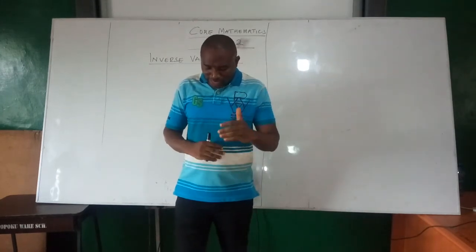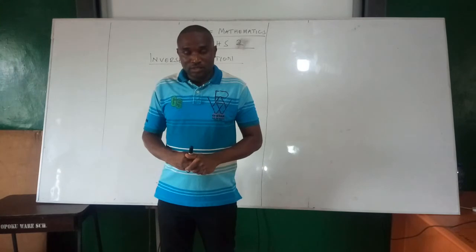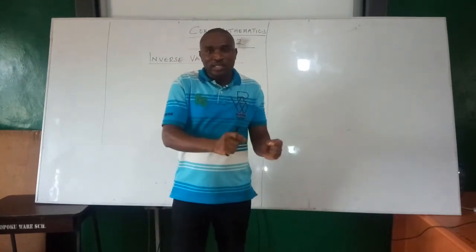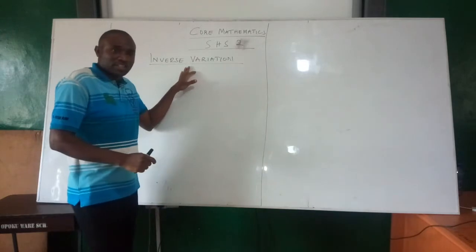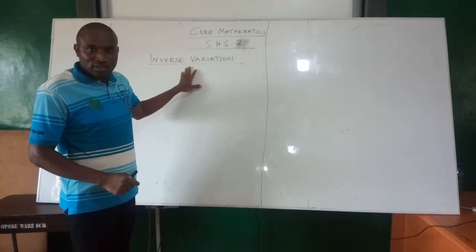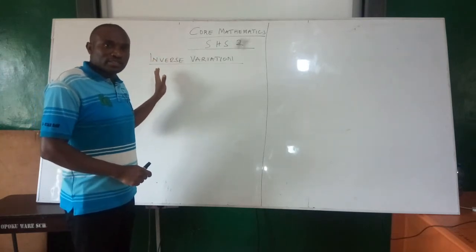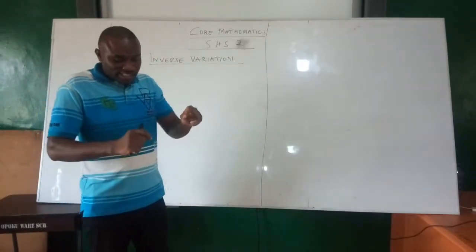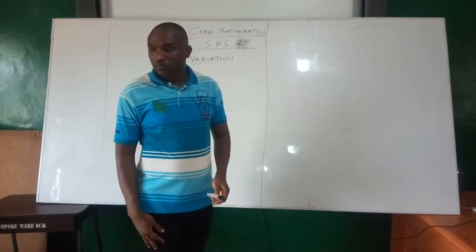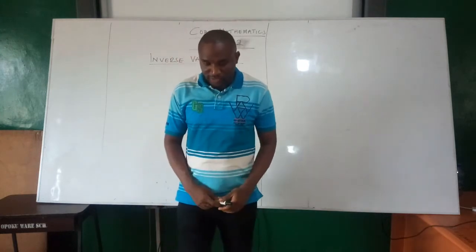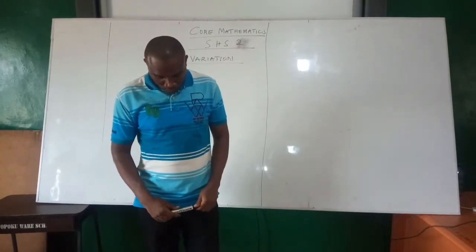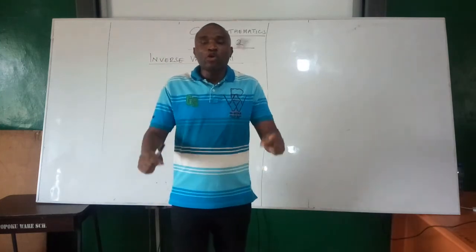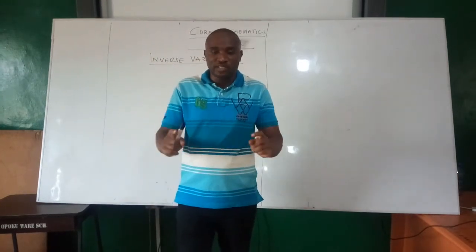We saw that in direct variation, the change is proportionate. The increase in one results in the increase of the other. The decrease in one results in the decrease of the other. But for indirect or inverse variation, the change is disproportionate. What I mean is that when one quantity increases, the other quantity decreases, and when one quantity decreases, the other quantity increases. So the change is disproportionate. Remember that in every case of variation, you will always have to calculate the constant of variation.